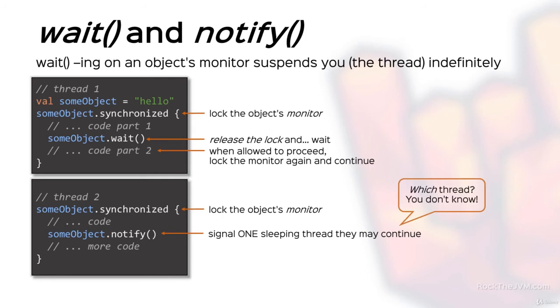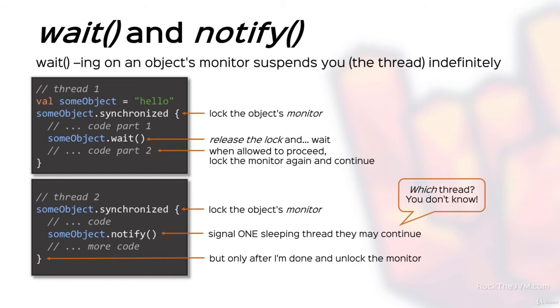Which one? You have no control. It's at the discretion of the JVM and of the operating system. But that only happens after they acquire the lock again. But at this point, I'm still holding the lock, so I'm free to execute some code. And at this point, I am done. I will unlock the monitor, and one of those sleeping threads will be free to acquire the lock again.